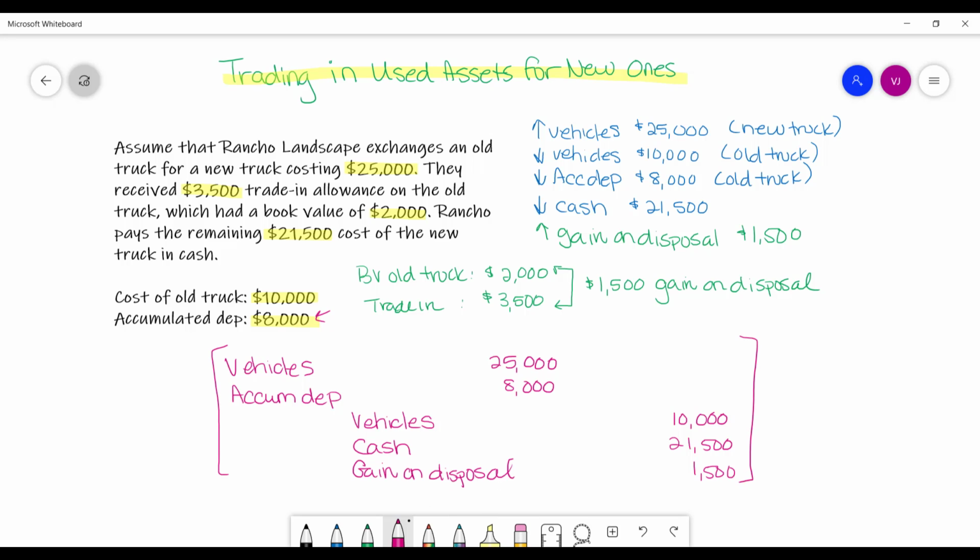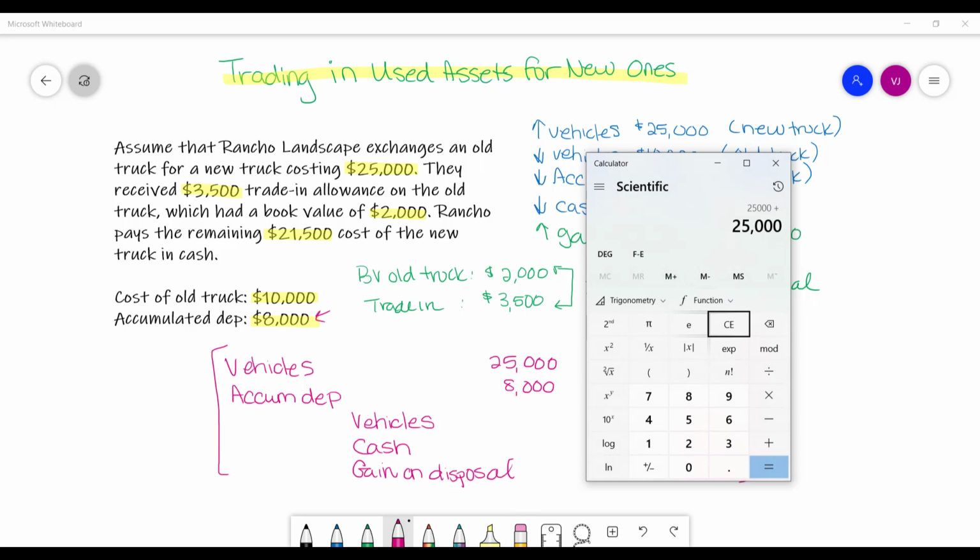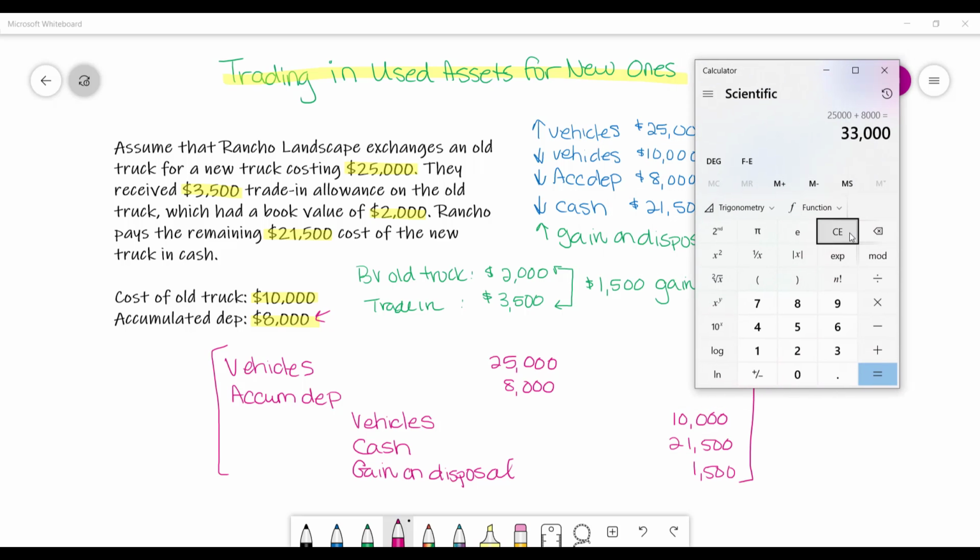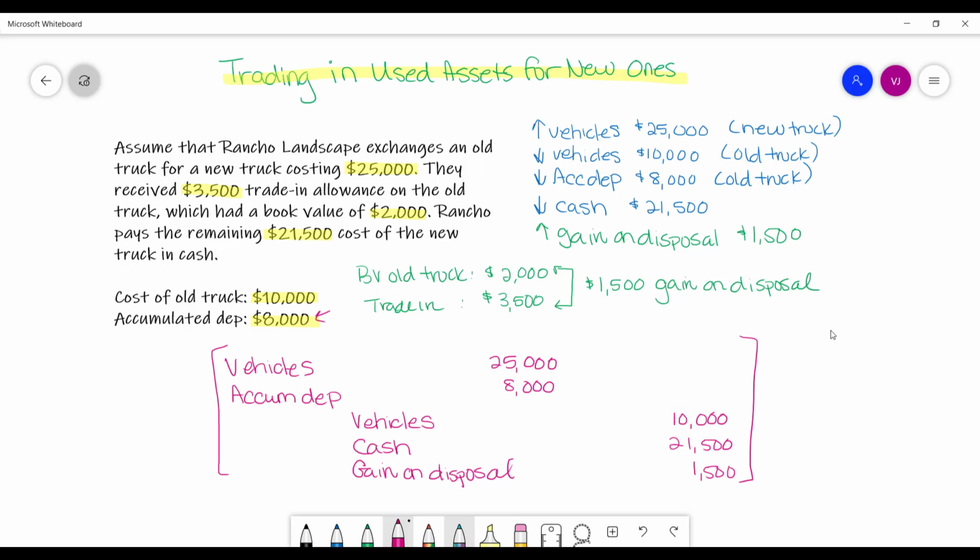So we have our total here on the left, $25,000 plus $8,000, $33,000 on the debit side. Let's check that that adds up on the credit side. We have $10,000 plus $21,500 plus $1,500. That's $33,000. So this is what the entry would look like to record not only the disposal of an asset, but also purchasing of a new asset, and when that old asset is being used as a trade-in on the new asset. Here we happen to get more trade-in value than its remaining book value, so there was a gain on disposal, but if we had received less trade-in than its remaining book value, there would have been a loss on disposal recognized here.